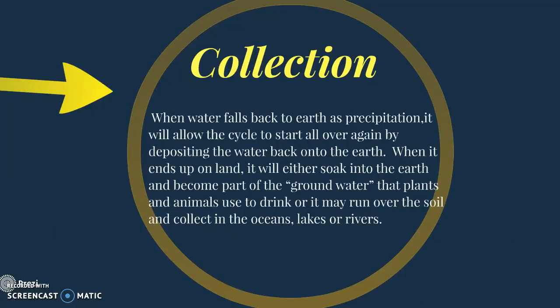After this, you have collection. When the water falls back to earth as precipitation, it will allow the cycle to start all over again. This happens because the water is being deposited back into the earth. When it ends up on land, it's either going to soak up and become part of groundwater that the plants and animals and you and me, all the humans, we all use this groundwater to drink, or it may run over the soil and collect in the oceans, lakes, or rivers.